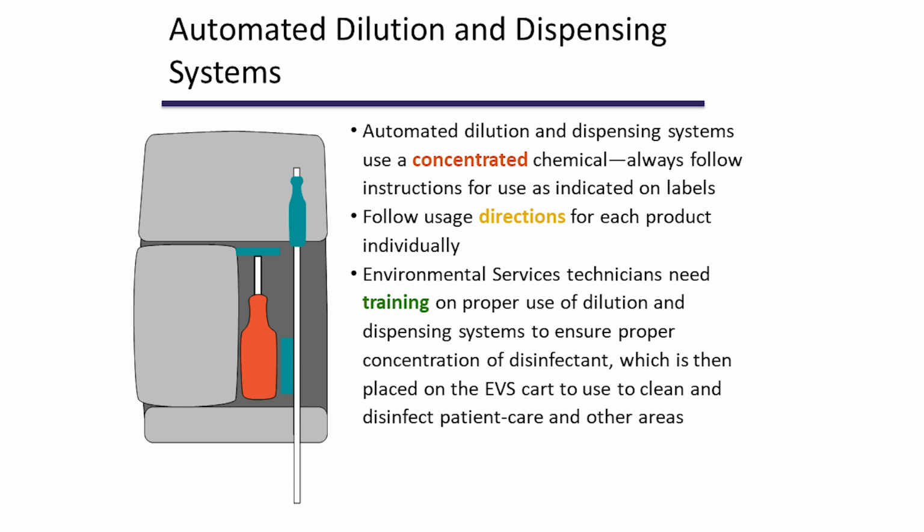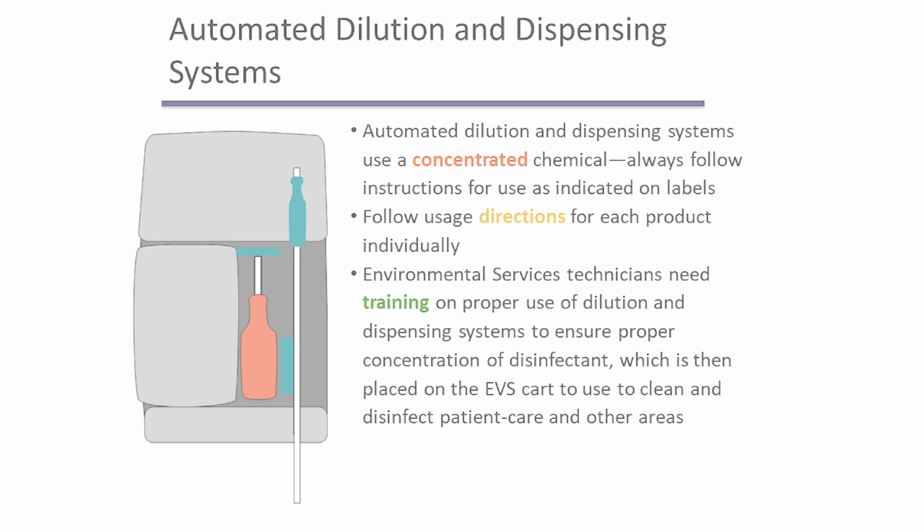EVS technicians need training on proper use of dilution and dispensing systems to ensure proper concentrations. If you are not sure whether you have been given the proper training, please check with your supervisor. When using the automated dilution and dispensing systems, you are required to test the concentration of the disinfectant periodically. Most manufacturers recommend test strips to validate the chemical concentration. One example of this is the test strip available to test quaternary ammonia, or QUATS. Usually, EVS supervisors will test the chemicals according to your facility's protocols.